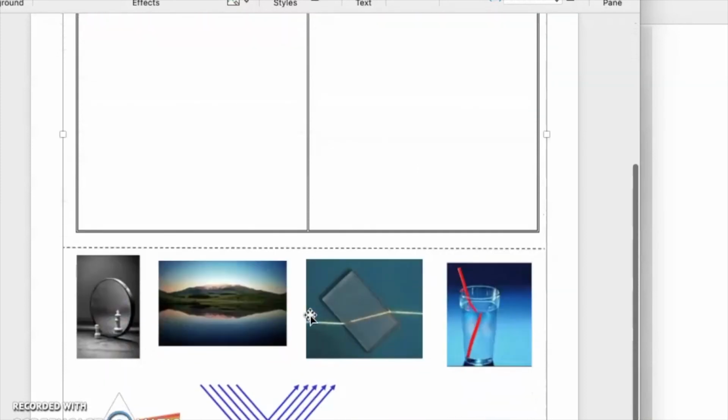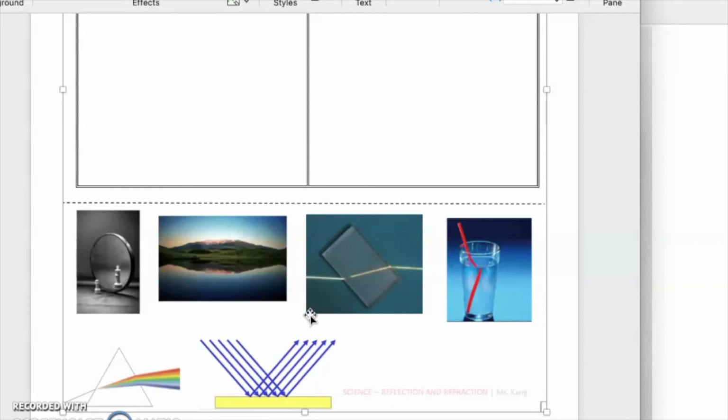So there are some examples of reflection and refraction, and I want you to identify which pictures belong to reflection and which pictures belong to refraction. So here is a picture of a mirror, and I see a beautiful mountain, and I see a lens. I think this is a lens, and I see a beam of light and a straw in a cup, and here is a visible spectrum, I believe, and here is another one bouncing off of rays.